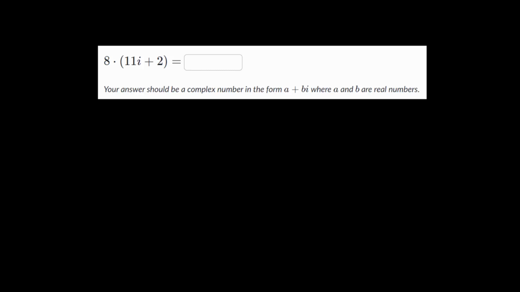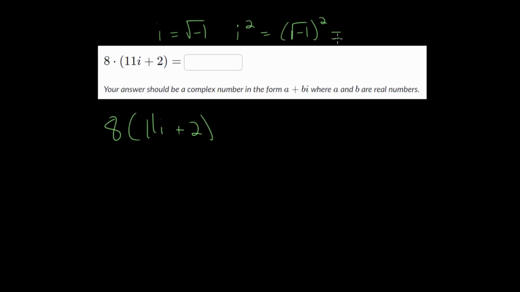So let's look at some example problems of multiplying complex numbers. So let's just rewrite this. We have 8 multiplied by 11i plus 2. And we just need to remember that i is the square root of minus 1. And if we do get i squared, which we won't in this problem, but we will in the next ones, we are squaring the square root of negative 1. Square root and square cancel, and i squared is just negative 1.